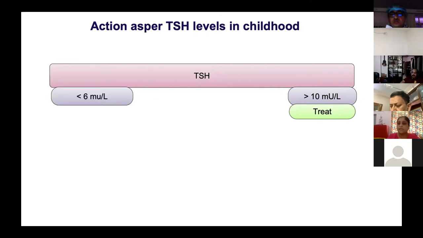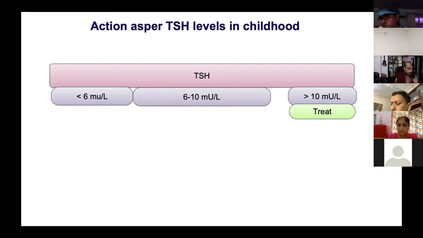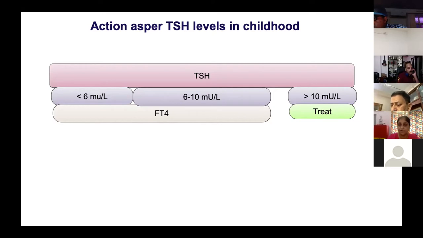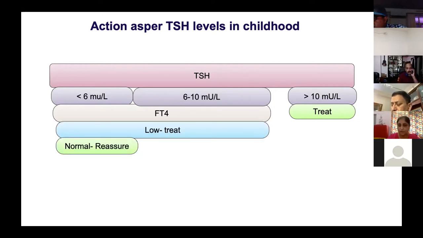If the level is less than 6, it is taken as normal. If the levels are borderline, this is again the most dilemmatic situation: what to do when the levels are somewhere between 6 and 10 milli international units? Then you order free T4 and look at the levels. If the free T4 levels are low, treatment has to be started. If the T4 levels are normal, then you reassure and monitor the child for symptoms and growth, and look for other pointers of thyroid disorders in the child.